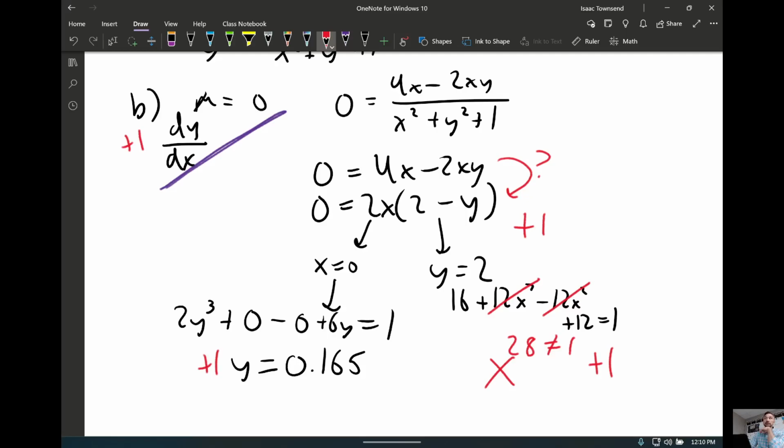The algebra is kind of messy here, but when x equals 0, you plug it into the function. You get an equation that needs to be solved with the calculator. That gives you a point. When y equals 2, you plug that into the original function. You're left with an untrue statement, so that doesn't give us anything else. But you get 1 point for working through and considering that. So 4 points for that.